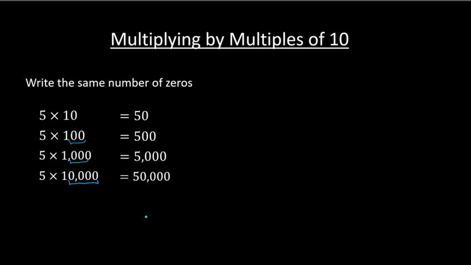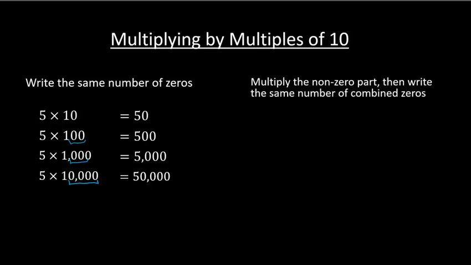So that is the most basic type of problem that you might come across, where if you multiply by 10, 100, 1,000, 10,000, anything with 1 followed by zeros, you can just add that number of zeros after the original number that we're multiplying. Now, increasing the difficulty, in these types of problems, we need to multiply the non-zero part, and then we can write the same number of combined zeros. So what does that look like?